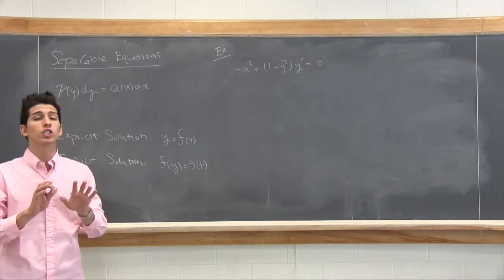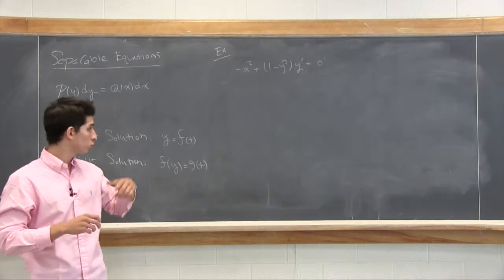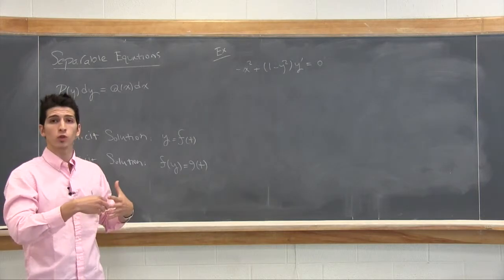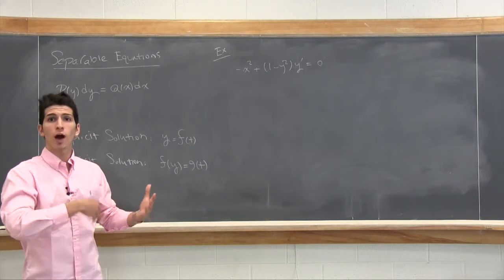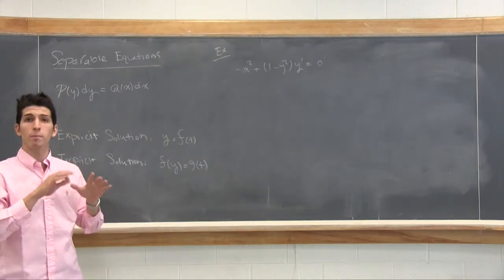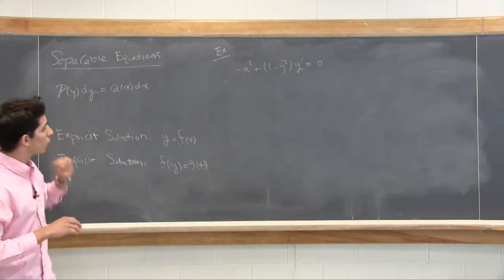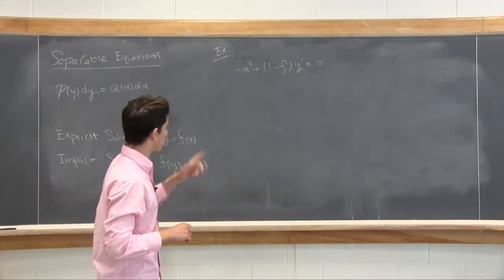And sometimes your teachers will ask for an explicit solution. So once you end up with an implicit solution, you have to go through some algebra and try to make it explicit. So let's go ahead and look at an example.